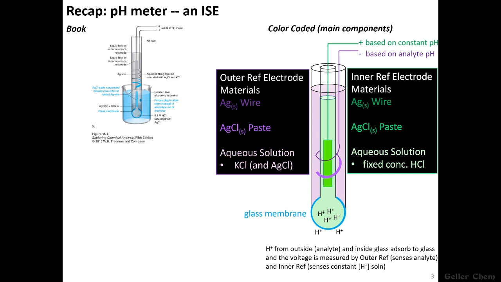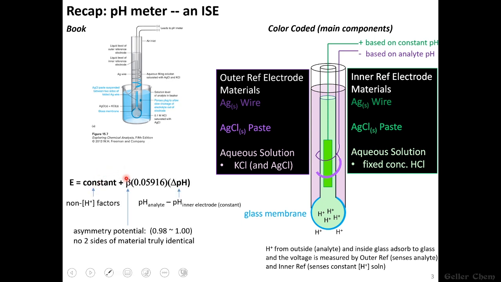Maybe. So that's all we're going to cover regarding the design. But I do want to update that pH meter equation a little bit to incorporate two other terms. One is a constant that just has to do with non-proton factors contributing to the voltage. Because again, the idea that only protons will be sensed by these electrodes and generate a voltage is an idealism.